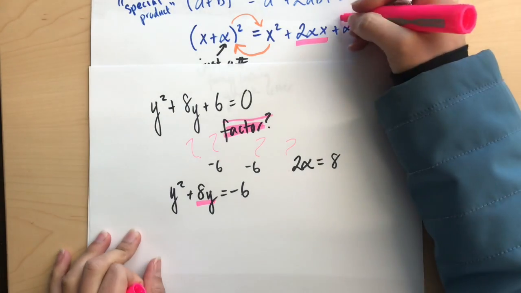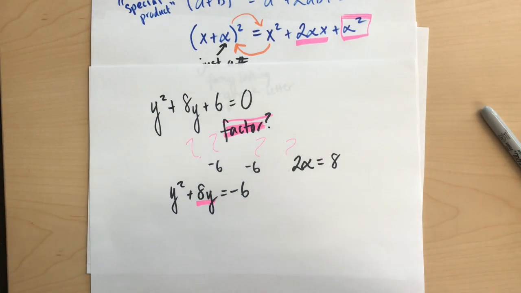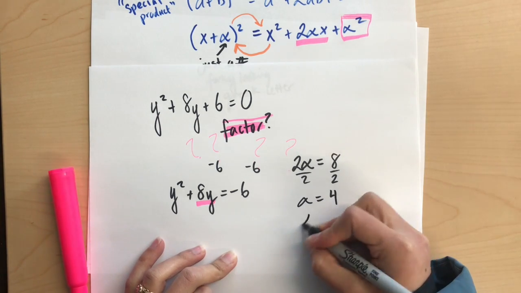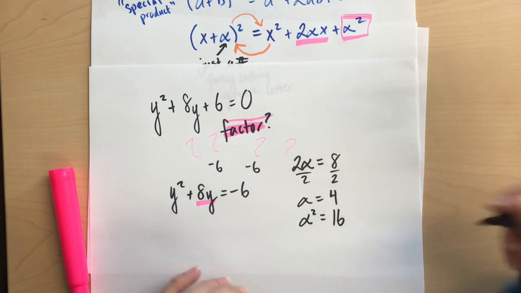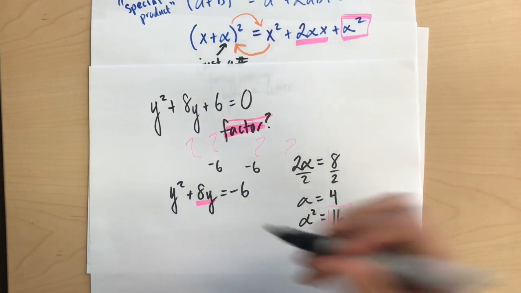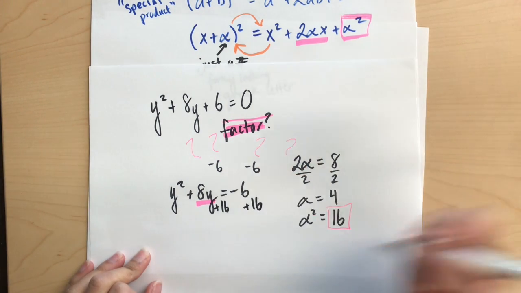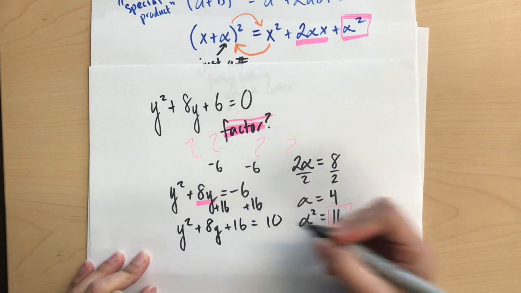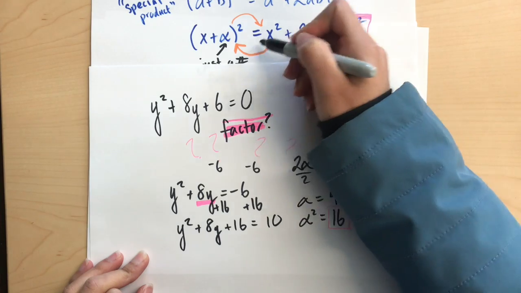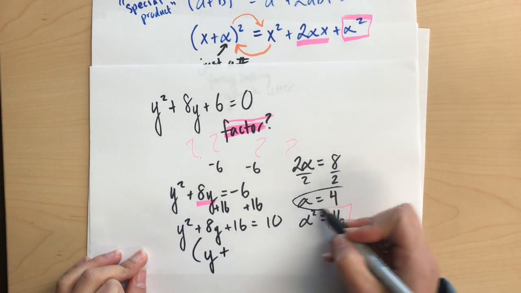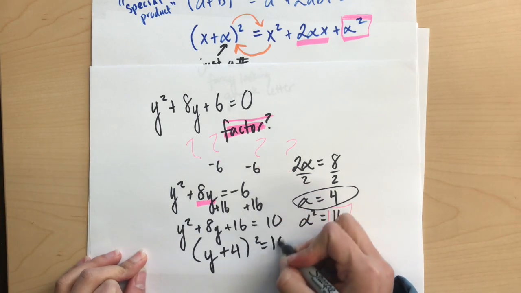So if I divide both sides by 2, my goal is to get alpha squared. I get alpha equal to 4, which means alpha squared equals 16. So 16 is what I'm going to add to both sides so that I'll be in that form, x squared plus 2 alpha x plus alpha squared. When I add 16 to both sides, I end up with y squared plus 8y plus 16 equals 10. Now I know I can factor this. This is a square. I can factor into (x + alpha) squared, and my alpha is 4.